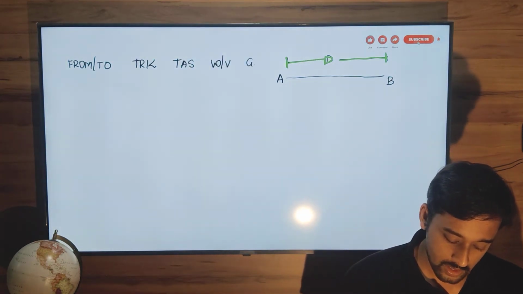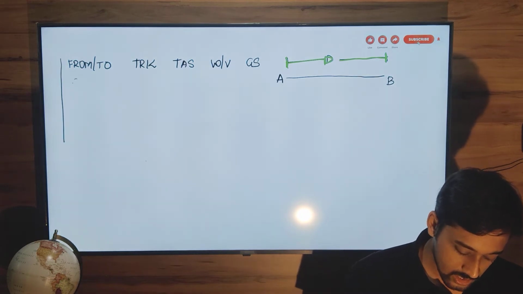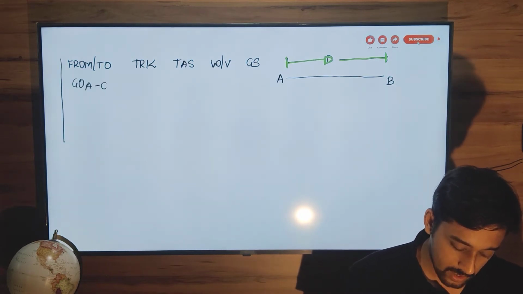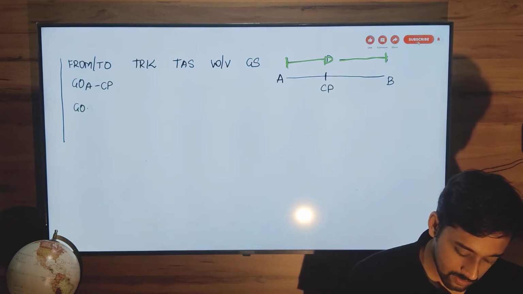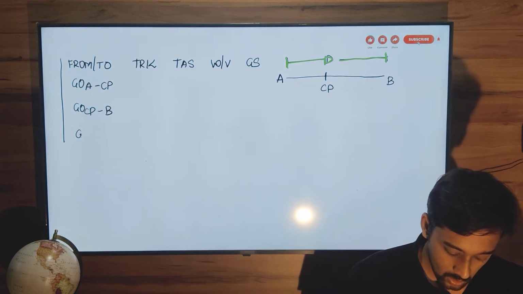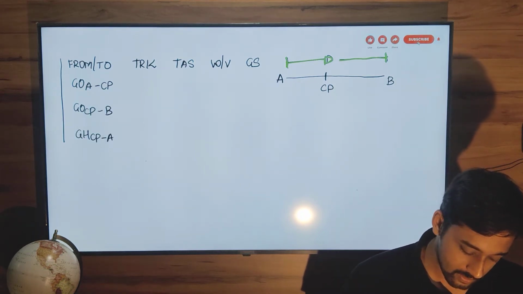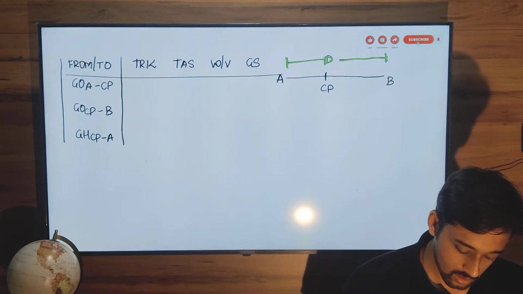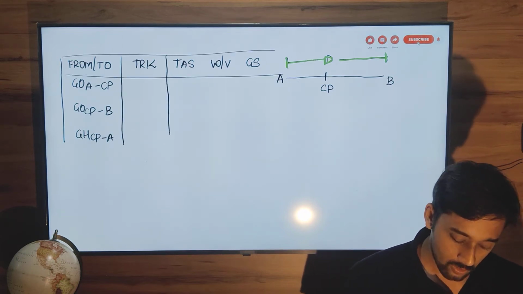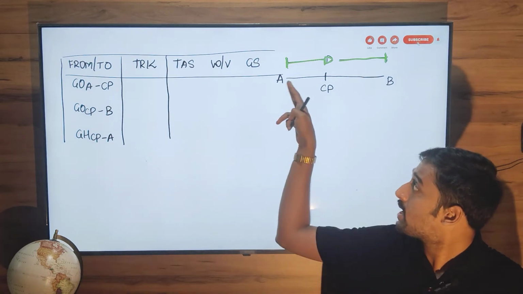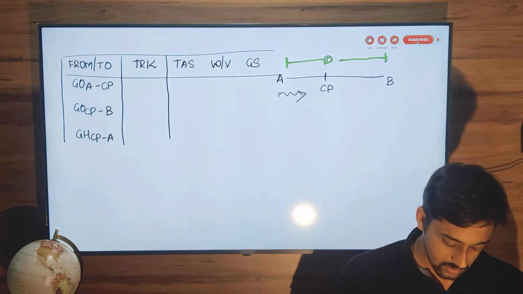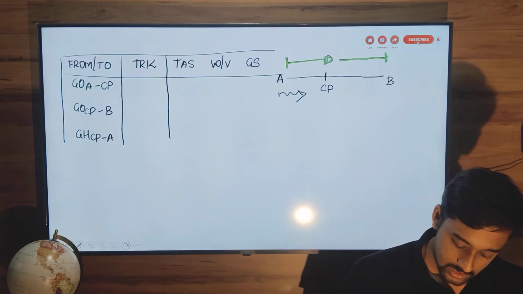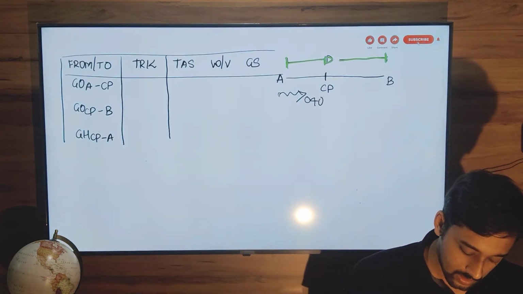I use this to track winds and your ground speed. So ground speed outbound from A to CP, ground speed outbound from CP to B, and ground speed homebound from CP to A. What is your track when you go from A to CP? Track A to CP is 040.